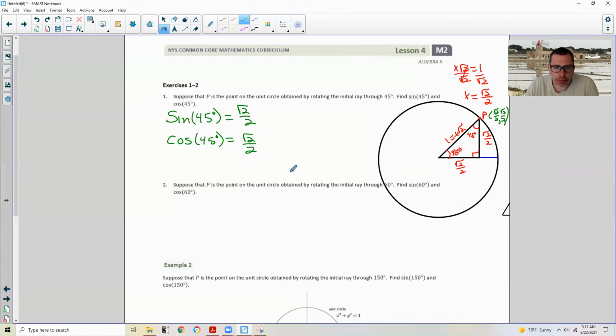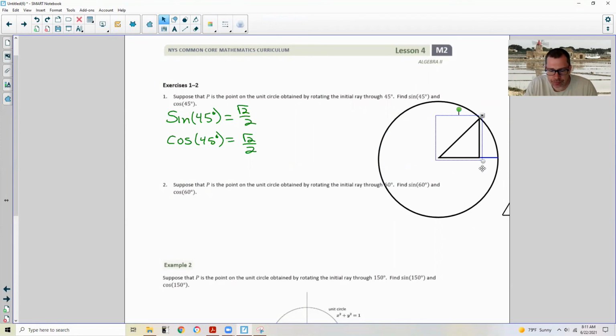Now number 2 says, suppose that P is the point on the unit circle obtained by rotating the initial ray through 60 degrees. Find the sine of 60 and the cosine of 60. So I'm going to get rid of all of this. Okay. And I'm going to get rid of my 45, 45, 90 triangle. Okay, so there's my radius of 1. And then if I center a 30, 60, 90 triangle at the origin, like so, then this is 60 degrees. And therefore, since this is a right triangle, this has to be 30.